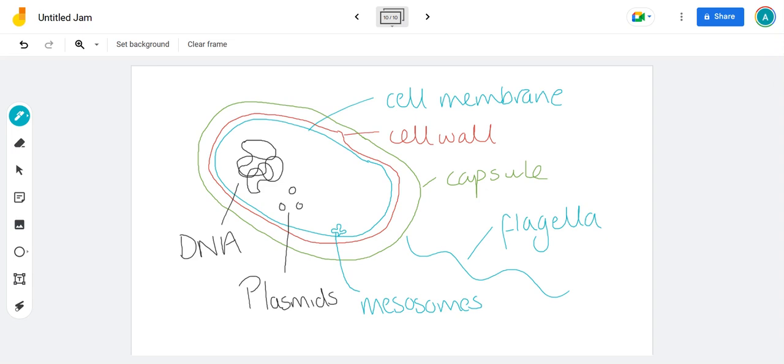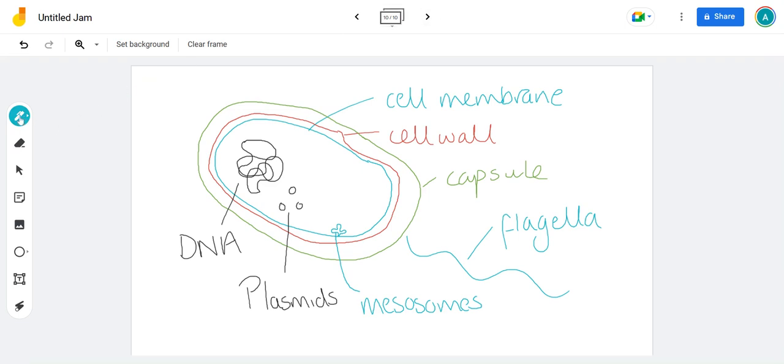So let's have a look at what all of those different parts actually do. First of all, the cell membrane, just like in eukaryotic cells, controls what enters and what leaves the cell, what can go in and out of the cell. Okay. So let's write that down on the next page.